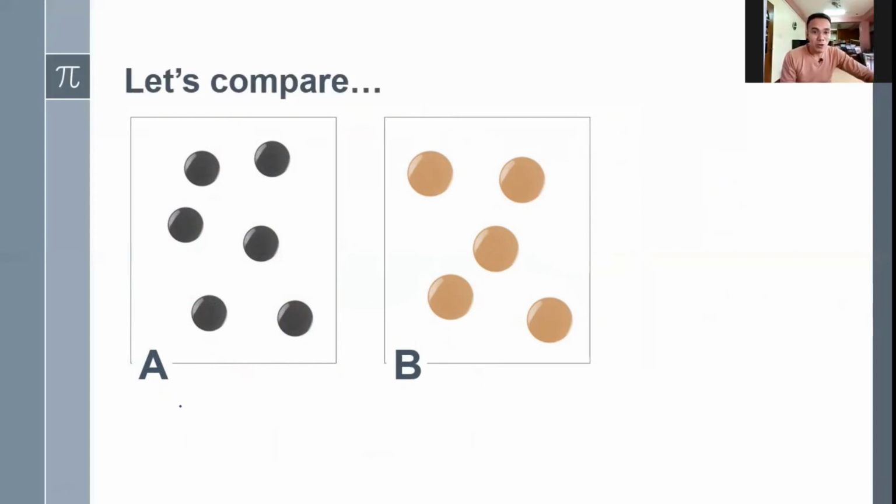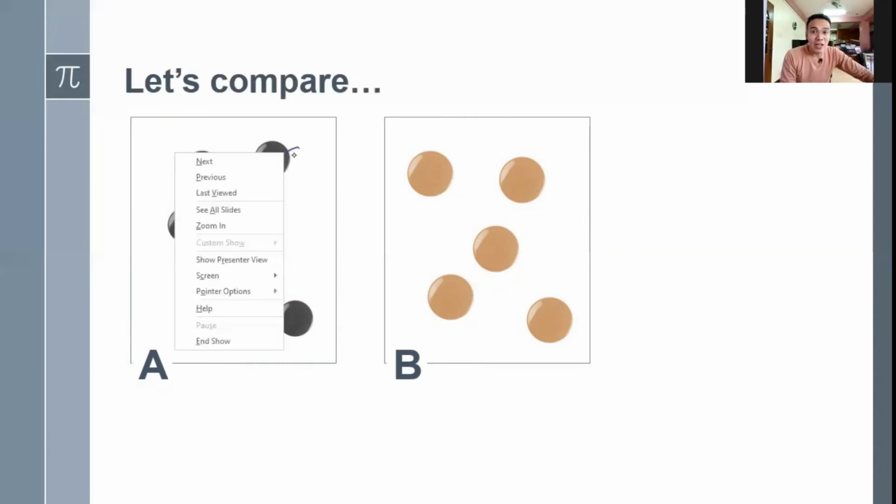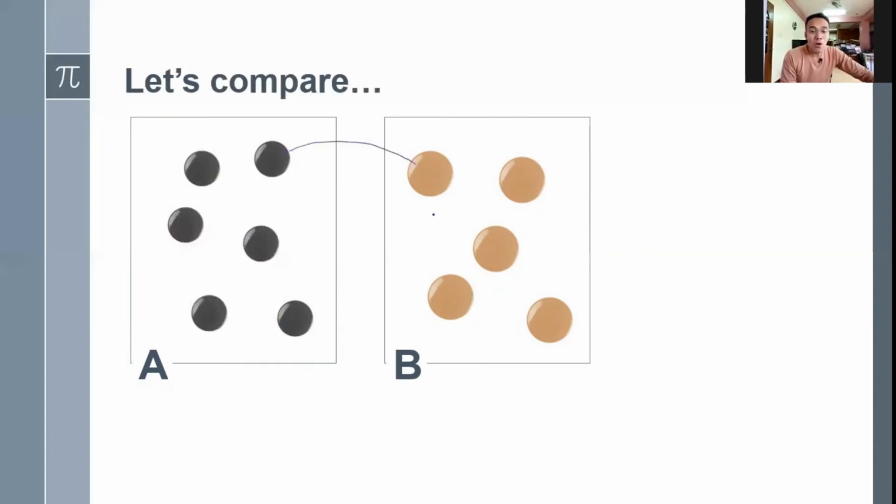Next, let's have another example. I have here group A and group B. Let's see which group has more, which group has less. We're going to do the matching. Let's match one black counter to one brown counter. Match over here. I know that you really like to do this. Don't worry, in our Zoom meeting, I will allow you to do this. And we also have one like this. Okay? Did you get that, grade 1?